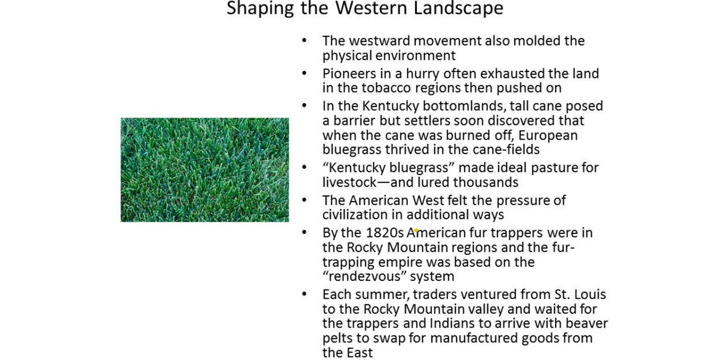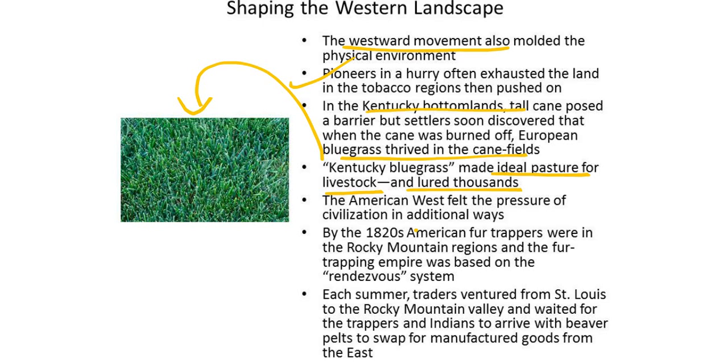The westward movement also molded the physical environment. Pioneers in a hurry often exhausted the land in the tobacco regions and then moved west. In the Kentucky bottomlands, tall cane posed a barrier, but settlers soon discovered that when the cane was burned off, European bluegrass thrived in the cane fields. This Kentucky bluegrass, shown here in this picture, made ideal pasture for livestock and lured thousands of people west.